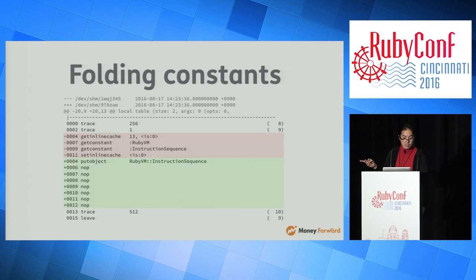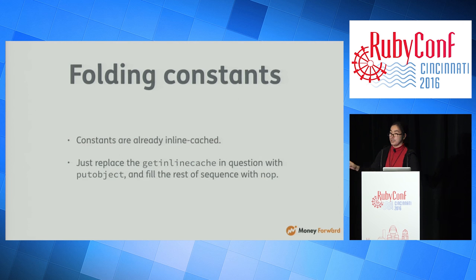You can see that there are several instructions before, several types of instructions like get inline cache, get constant, and so on, which were transformed into one put object and a sequence of nops. The nops are meaningless. They don't do anything, just fill the blank area of the sequence. So ideally, it changes several instructions into one put object.